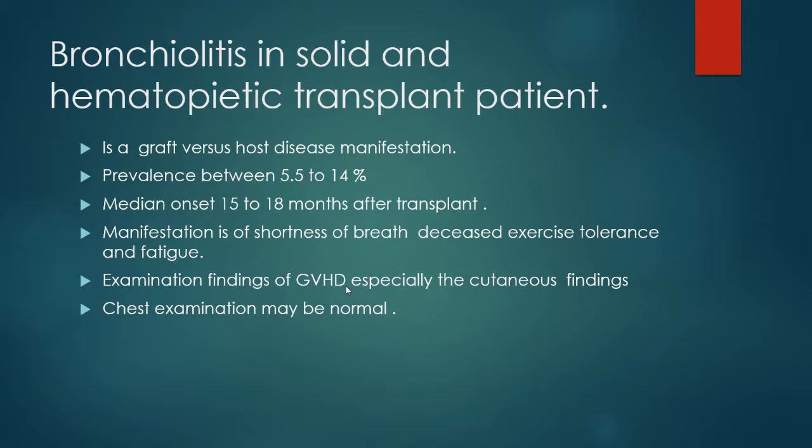Now, another subgroup of bronchiolitis in the solid and hematopoietic transplant patient. It's a graft versus host disease manifestation, in which case you have immune cells attacking the native cells of the body. You would find other manifestations such as skin manifestations. Median time of onset is about 15 to 18 months after transplant, with manifestations of shortness of breath, decreased exercise tolerance. Examination findings may be normal, and PFT findings may be normal or obstructive as well.